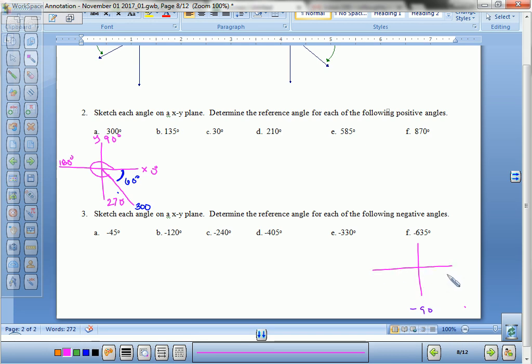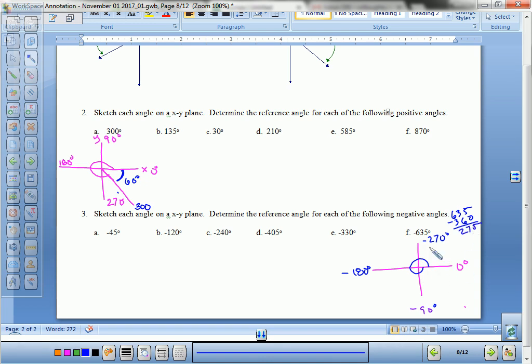Now this is in a negative direction. So this is still 0, but negative would be this way. Negative 90, negative 180, negative 270. All right, so this is negative 635. So all the way around would be negative 360, right? And then how much further do I need to go? So what is 635 minus 360 is 275.